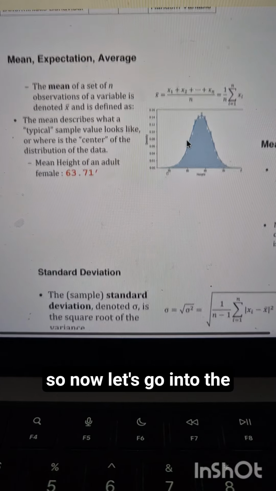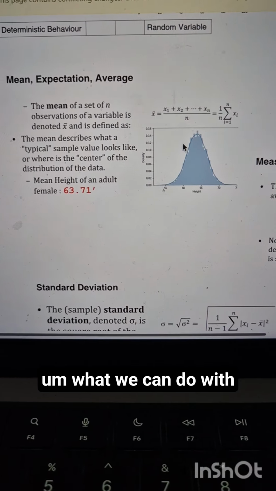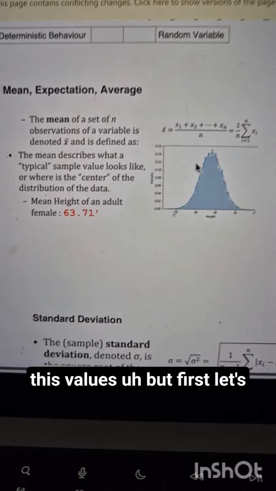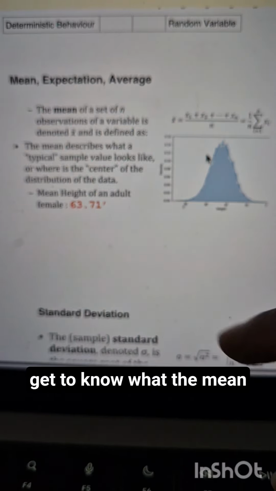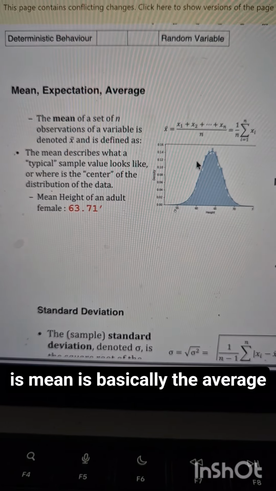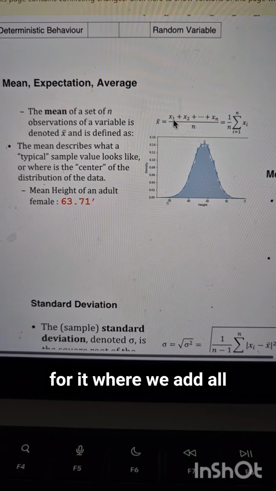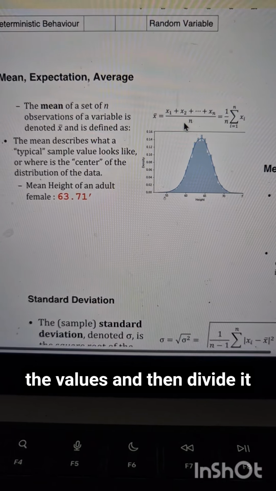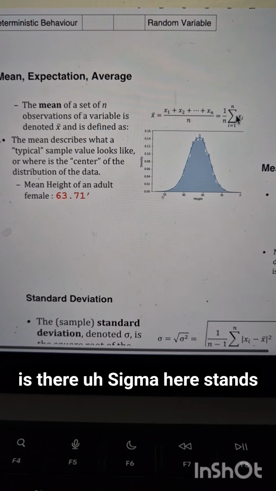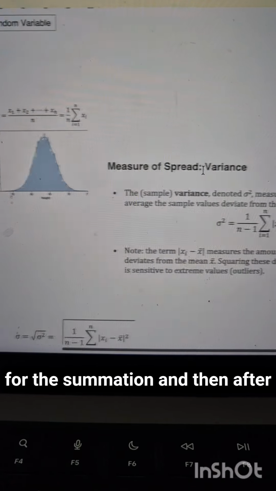So now let's go into the mean, what we can do with these values. But first let's get to know what the mean is. Mean is basically the average of the entire data set that we have. This is the formula for it, where we add all the values and then divide it by the number of values which is there. Sigma here stands for the summation.